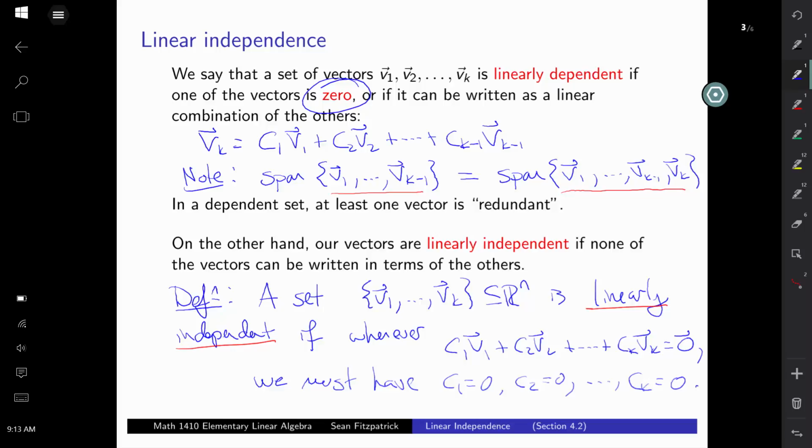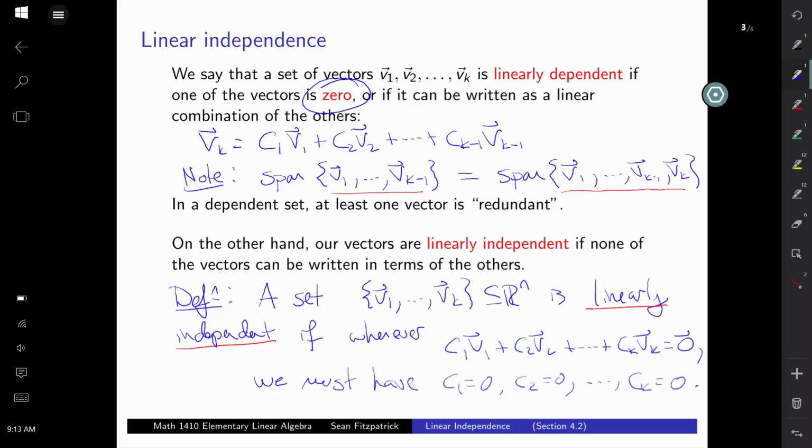And in fact, any other vector that would be in the span of those, one of the consequences of independence is that if I had some vector that could be written as a linear combination of v1 up to vk, if those vectors are independent, then there is only one linear combination that will work.